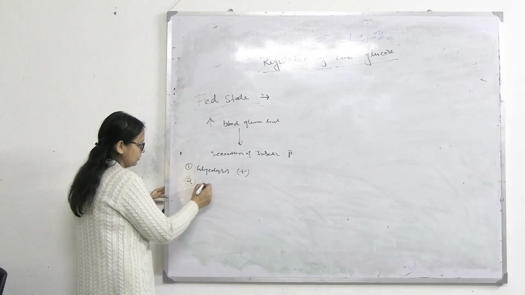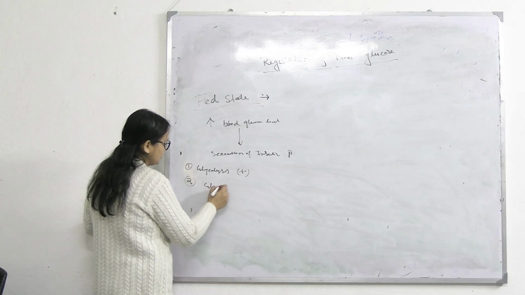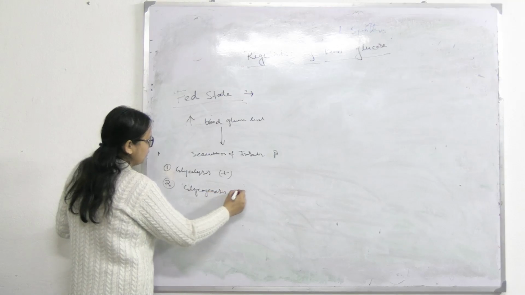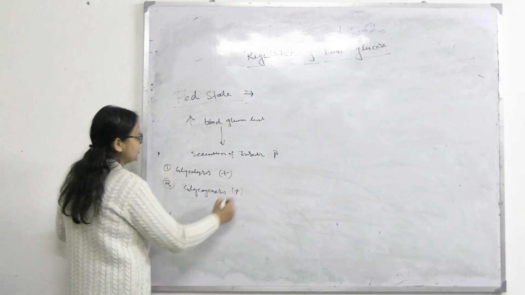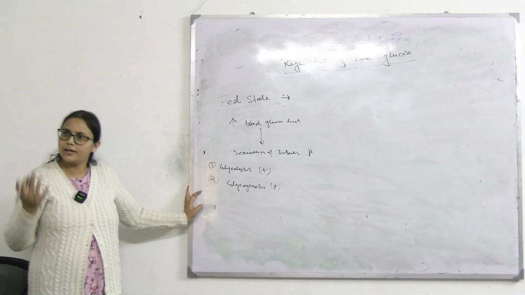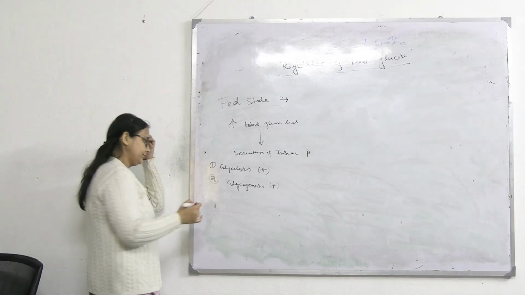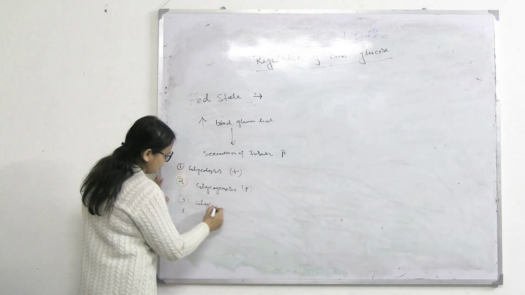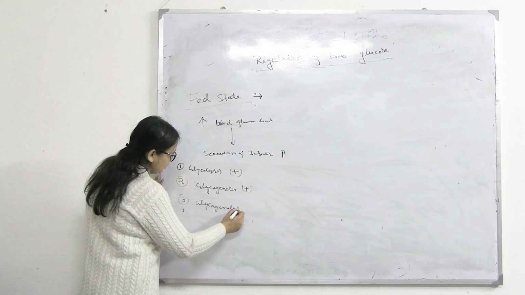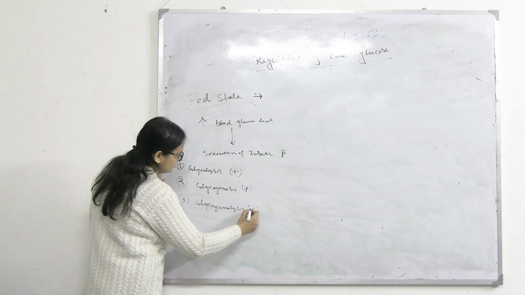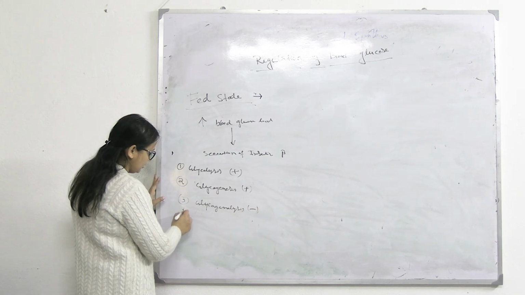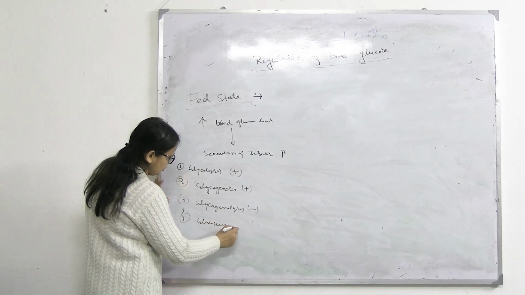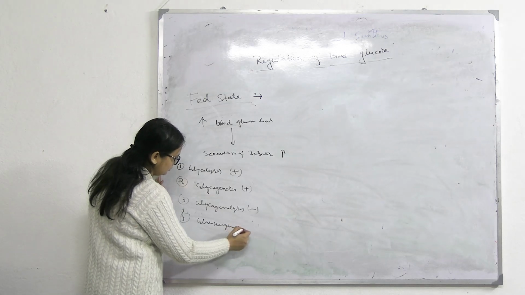Number 2, what will happen to glycogen synthesis? Activation of glycogenesis. It will activate glycogen synthesis because excess glucose will be stored as glycogen in liver and in muscle. Number 3, glycogenolysis will be inhibited. Number 4, gluconeogenesis will be inhibited.